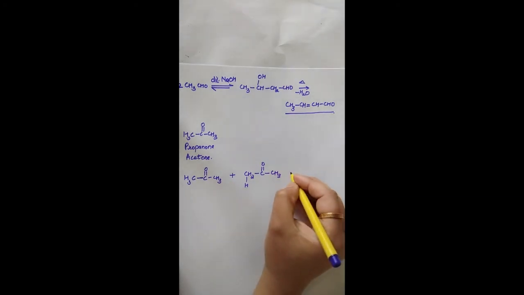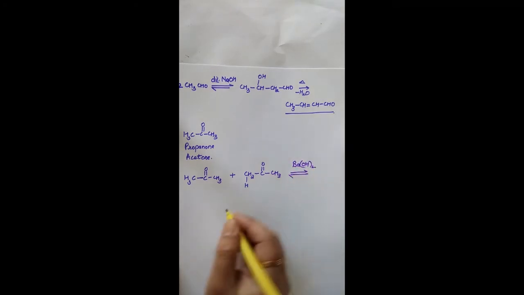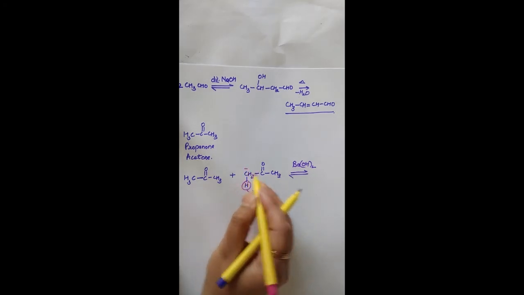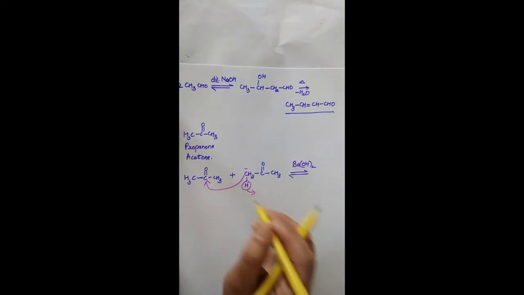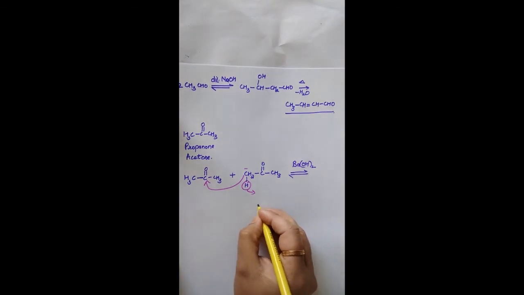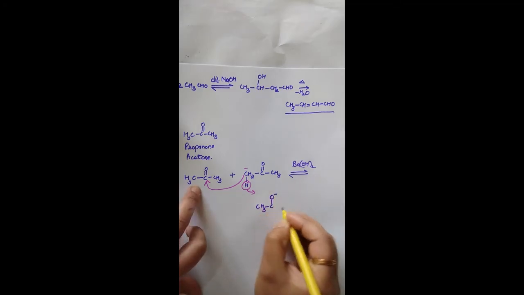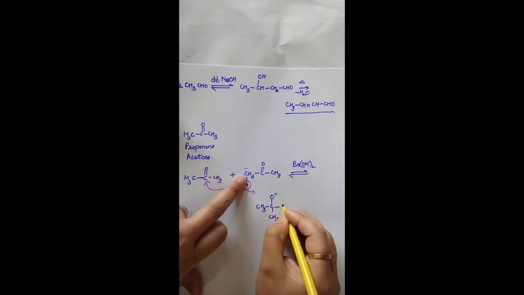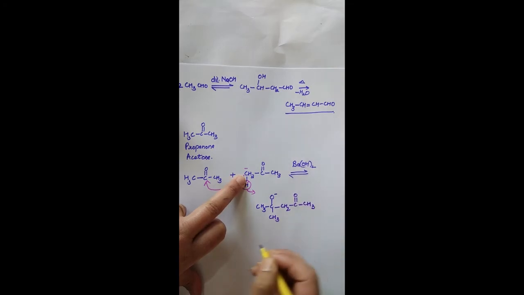So in the presence of barium hydroxide, what will happen? This H will be removed from here. This will be a carbanion which will be generated. This will get attached to this carbon. So draw the next molecule, that will be CH3 from here, CO negative, and then I'm writing CH3 here. Then it will be CH2, C double bond O and CH3.